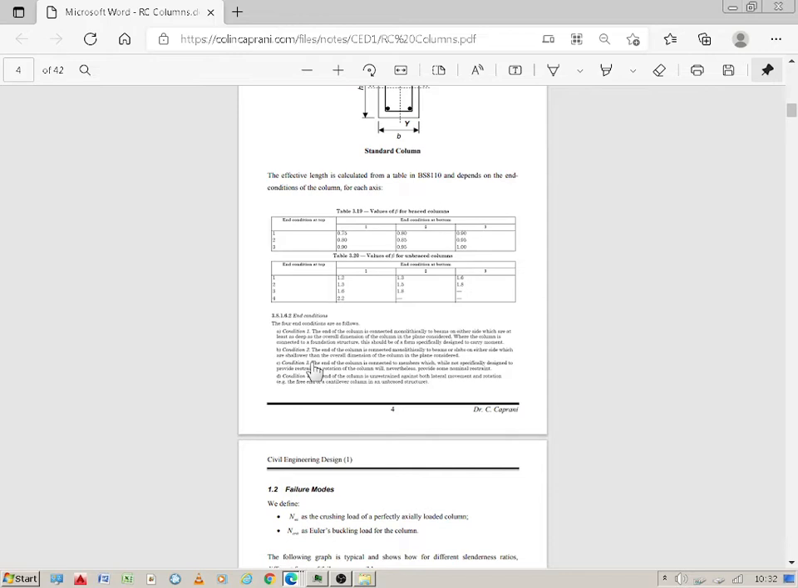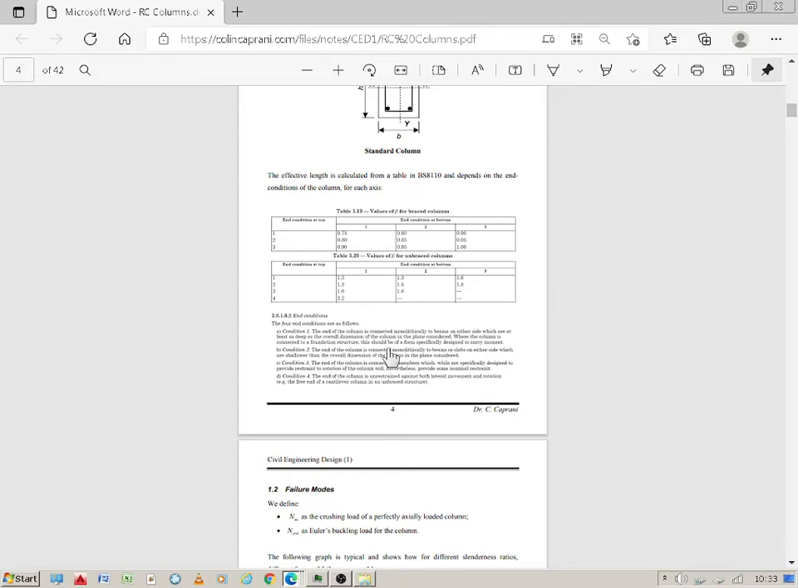3.8.1.6.2, end conditions. The four end conditions are as follows. Condition 1: the end of the column is connected monolithically to beams on either side which are at least as deep as the overall dimension of the column in the plane considered. Where the column is connected to a foundation structure, this should be of a form specifically designed to carry moments.